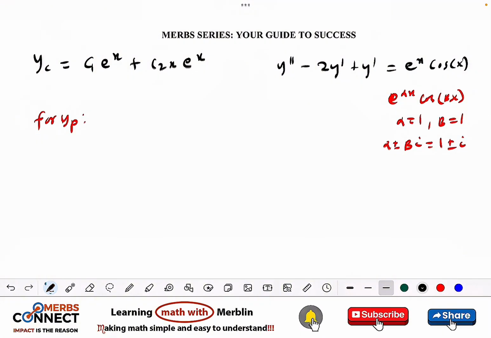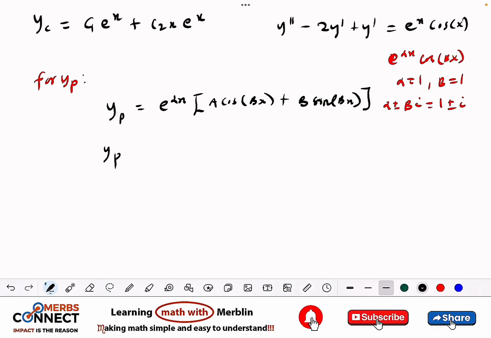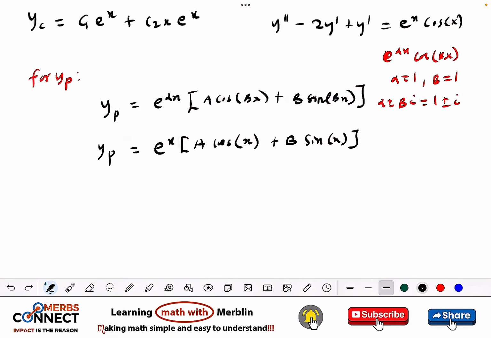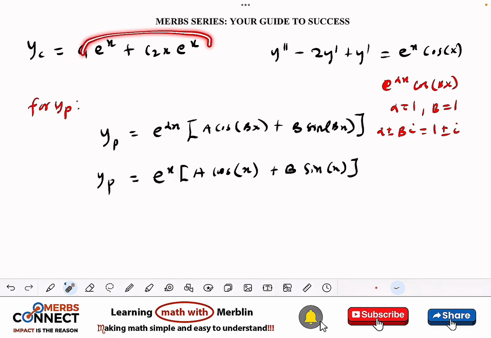Since the other side is a trig function, we are going to consider something like this. yp is e to the power alpha x, a cos beta x plus b sine beta x. Alpha is 1 and beta is 1, so we are going to have e to the x times a cos x plus b sine x. When I compare this to this, since this one has no cos and sine, they are not the same.